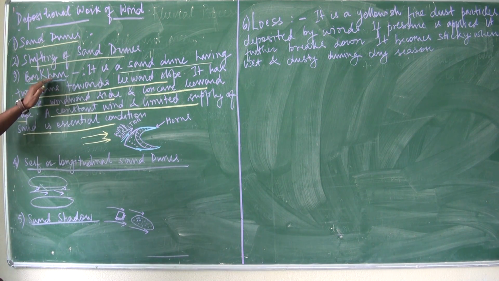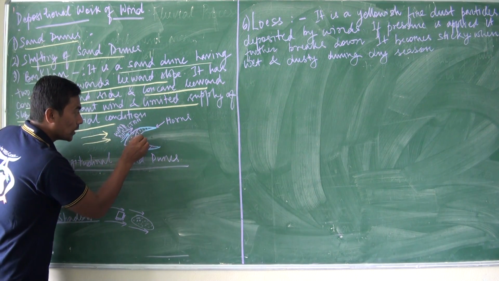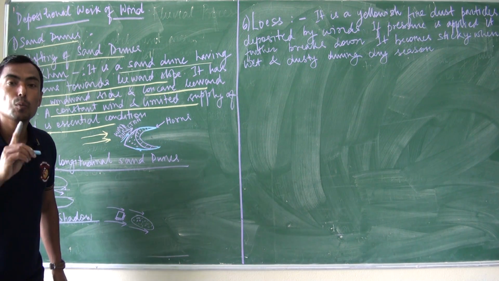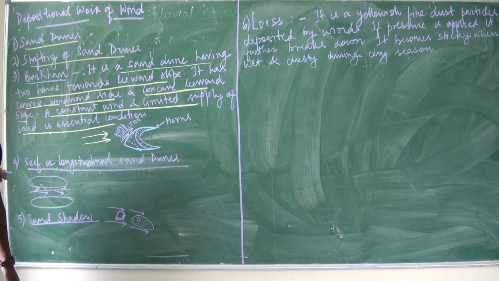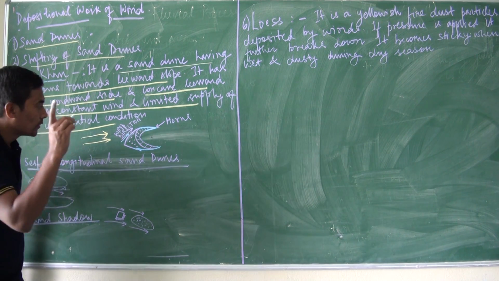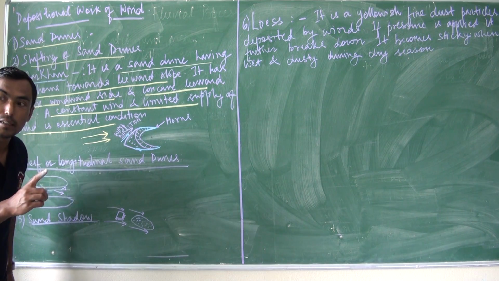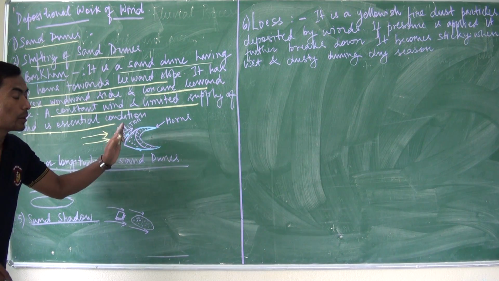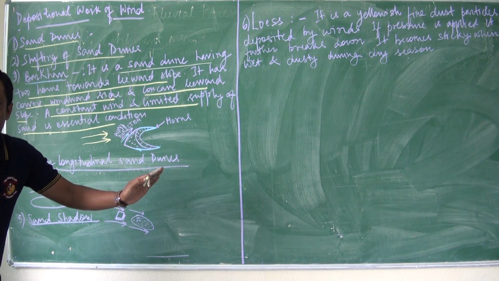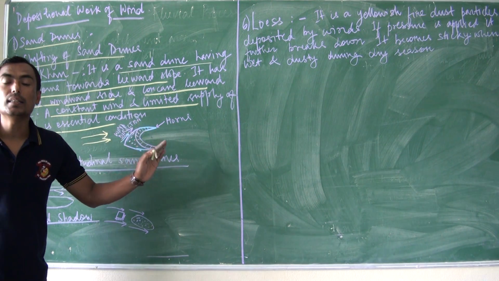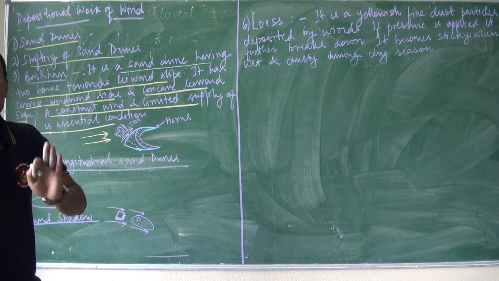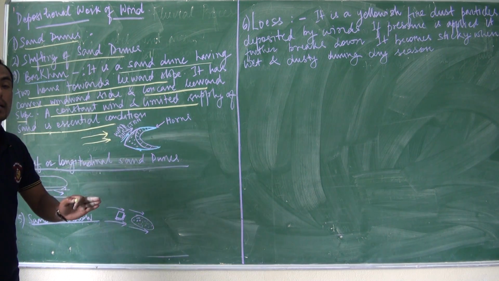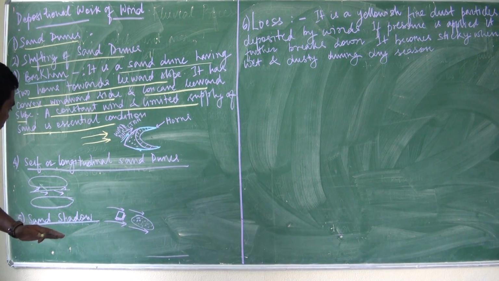resulting in the formation of barkhans. Now listen, this barkhan comes into existence whenever there is a constant blow of the wind in one particular direction. If there is a change in the direction of the wind, then the barkhan will never come into existence, because the barkhan will be completely destroyed. And secondly, when the winds are blowing, those winds should carry sufficient sediments, then only the barkhan comes into existence.